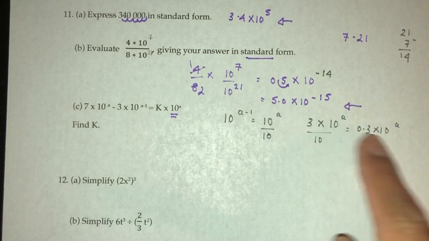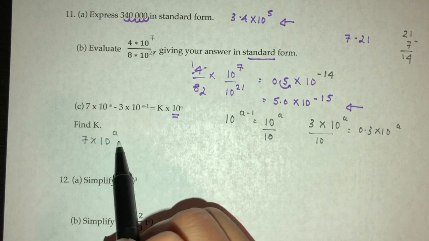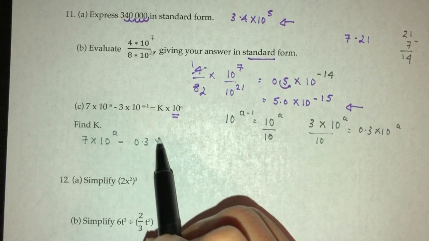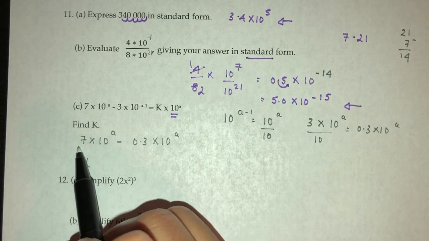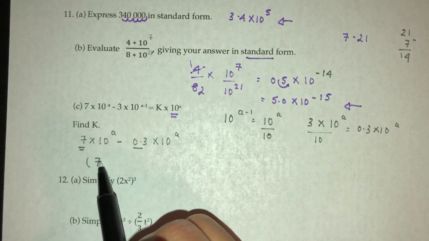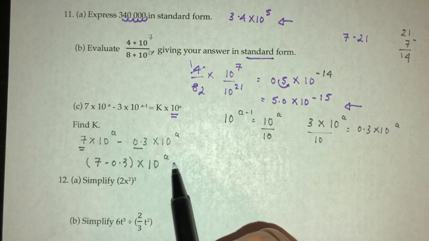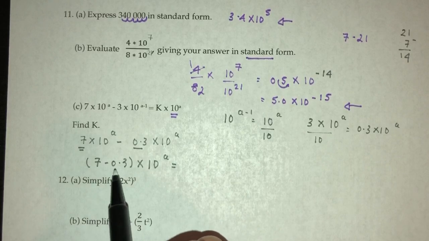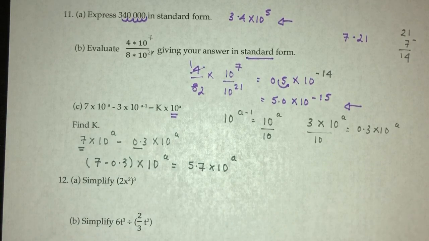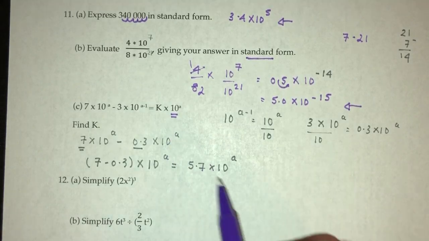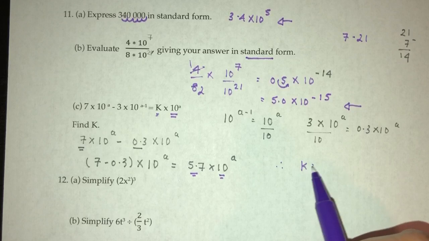So replace this one. Back in here you will have 7 times 10 power a minus 0.3 times 10 power a. Now factorize. You have 7 minus 0.3, and we factorize the 10 power a outside. So you will have 7 minus 0.3 is 5.7 times 10 power a. So now we compare. This is the same as this, and this is the same as this. So your answer is k has to be 5.7.